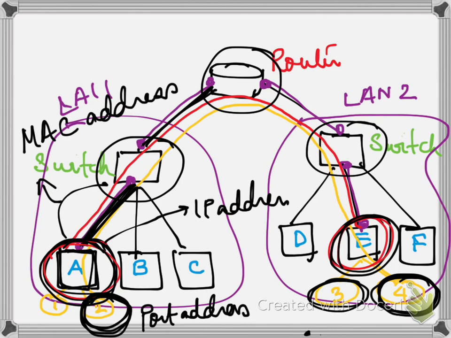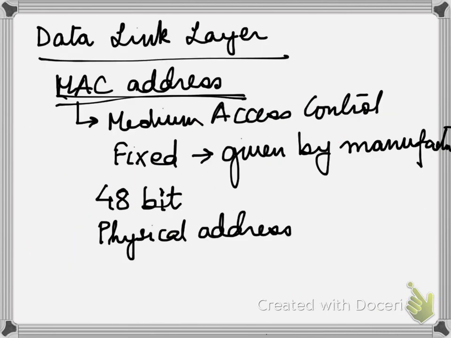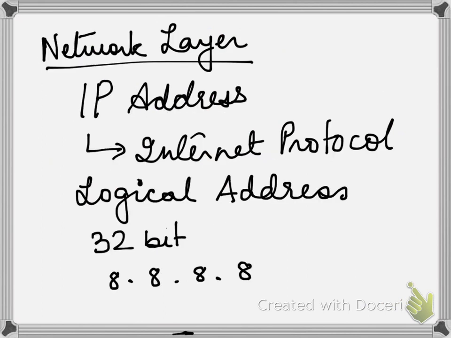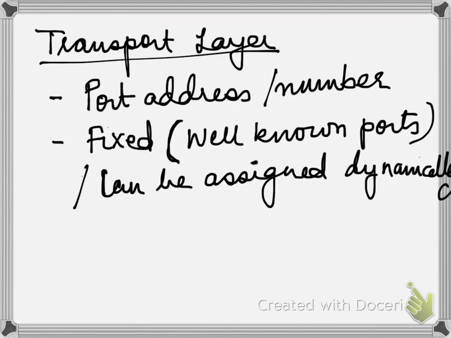So these are three different types of addresses that are used in networking in the various layers. At the data link layer, MAC address; at the network layer, IP address; and at the transport layer, you have the port address.